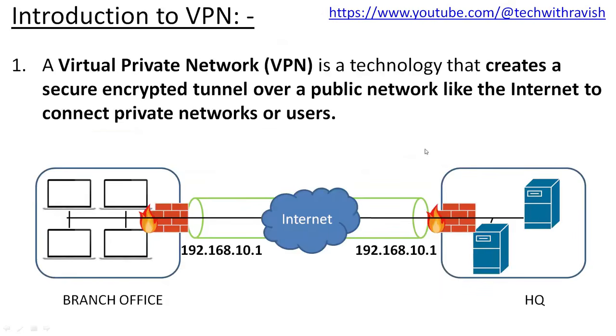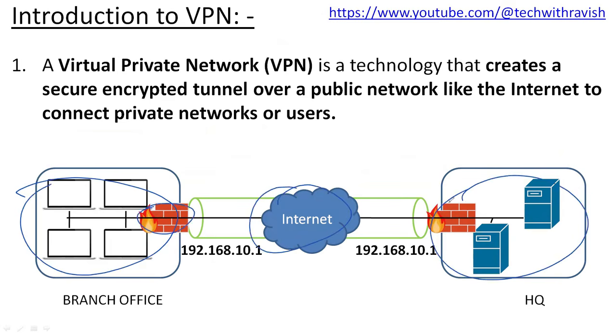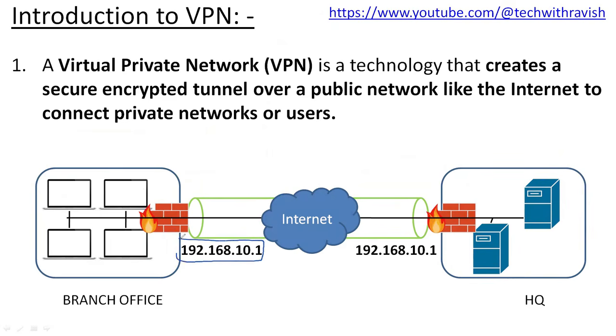So this is how a VPN looks like. This is my branch office. This is my headquarter. This is the public internet. So we have generated the VPN with the help of firewalls, or even routers can be used in that case. So we have created a private network 192.168.10.1. This is 10.2. Okay. A private tunnel will be created between the source and destination, and my data will be 100% secure if I'm using the VPN over the public networks. Okay.